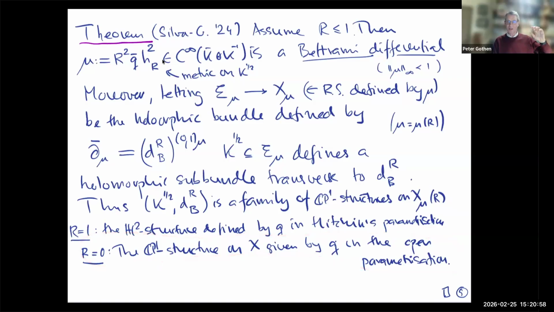So what we did basically is exhibit the process of taking the conformal limit as passing through a family of Riemann surface structures that starts with the uniformizing Riemann surface structure coming from Hitchin's parameterization and ends at the CP1 structure coming from the OPA parameterization. So we gave this geometric interpretation of the process of doing the conformal limit. Okay, and I guess that's what I had time to say. So thank you for your attention.